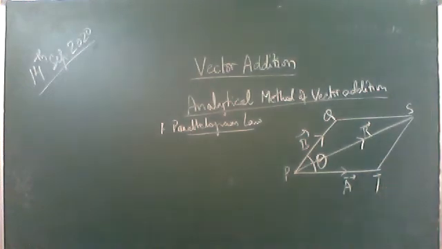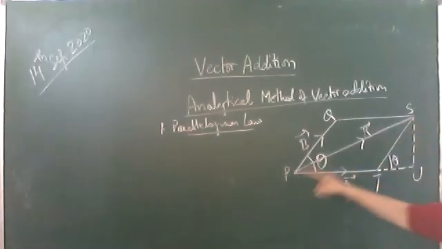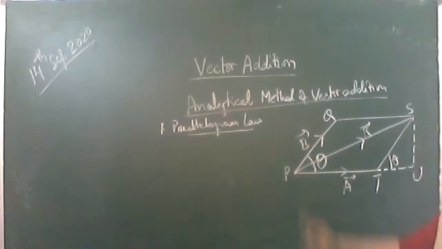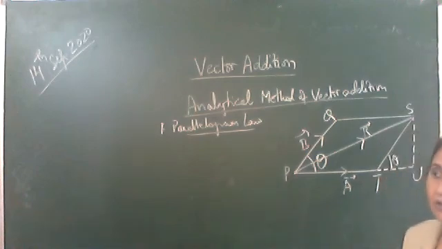Now what has to be done? From the point S, draw one perpendicular on this extended line. We have extended this PT line as PU. So draw one perpendicular from the point S. If this angle is theta, this angle is also equal to theta, corresponding angles. Now here we get PSU as a right angle triangle. Can you see in the figure? Triangle PSU is a right angle triangle.